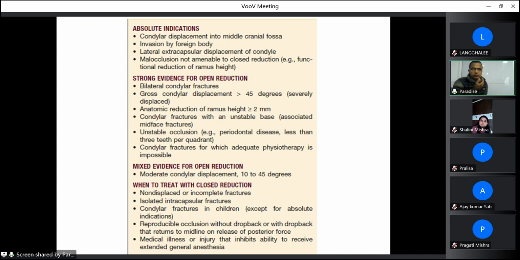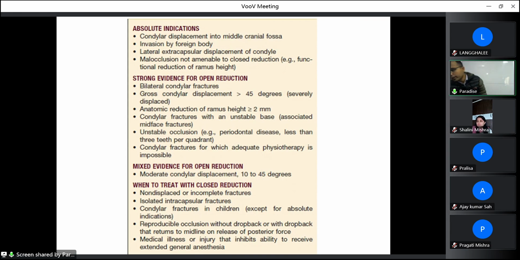Let's say there is a right condylar fracture and a left parasymphysis fracture. We have done open reduction internal fixation in the left parasymphysis. After that, you have to open the mouth and put backward pressure. If the mandible goes backward posteriorly, it is known as drop back. If you release the pressure and it again comes to its original position, then you don't have to operate. But if there is drop back and on releasing the force it can't come to its normal position, then you have to operate that case. That is with drop back.